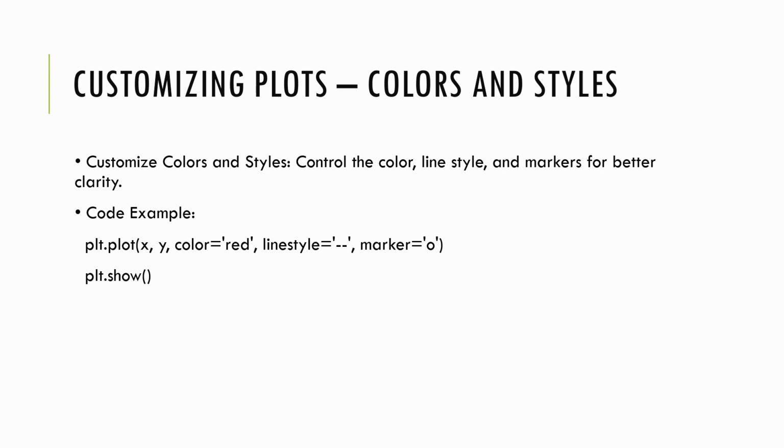Customization does not end with labels and legends. We can also control the colored line styles and markers in our plots. This is useful when we want to distinguish between multiple lines or emphasize certain data points. In this example, we change the line style to dashed and use circular markers.